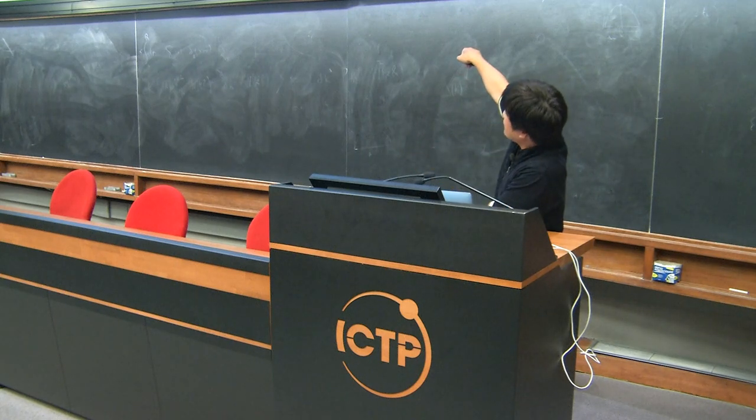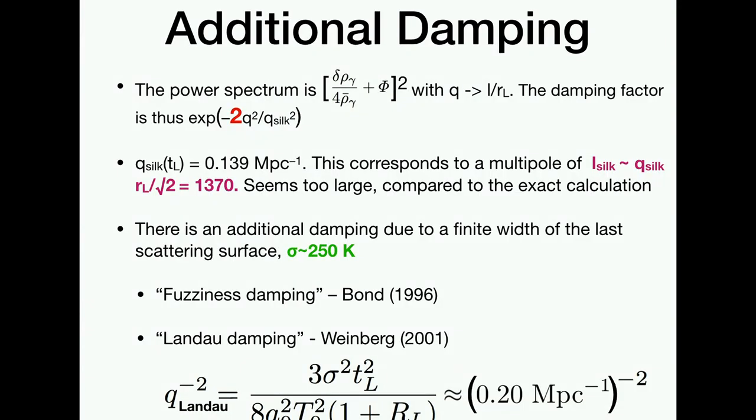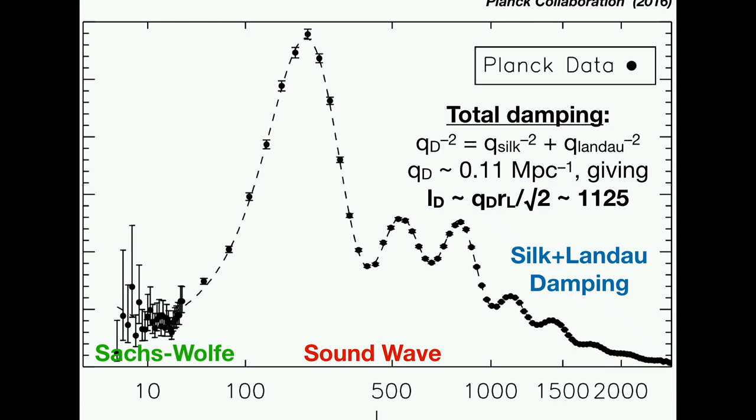The thickness of the last scattering surface is about 250 Kelvin. The last scattering surface is at 3,000 Kelvin, so there's about a 10% width. Then you work out that the exponential damping factor for Landau damping is actually comparable to Silk damping. You take that into account, then you get a damping scale of 1,100. So it nicely matches the damping scale, okay?